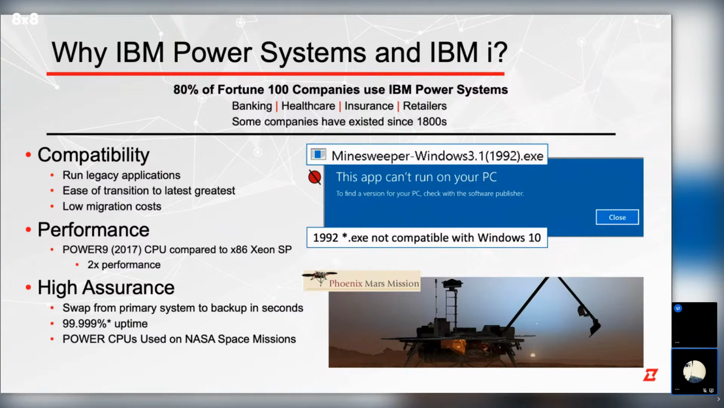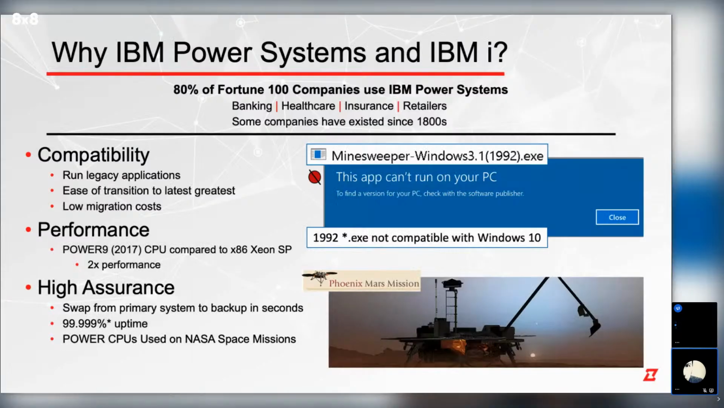So with the IBM Power System and IBM i and the legacy of the AS400, one of the selling points that goes towards customers is, I believe, the low cost of migration towards the latest, greatest.